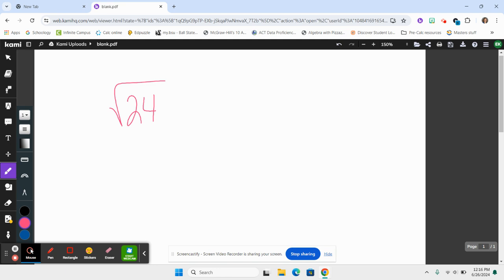If you have the square root of 24, what you're doing is you're looking at the 24 and you're trying to break it up into parts that can be square rooted. So what if I changed this into the square root of 4 times the square root of 6, right? Because 4 times 6 is 24. So the square root of 4 times the square root of 6 is the square root of 24.